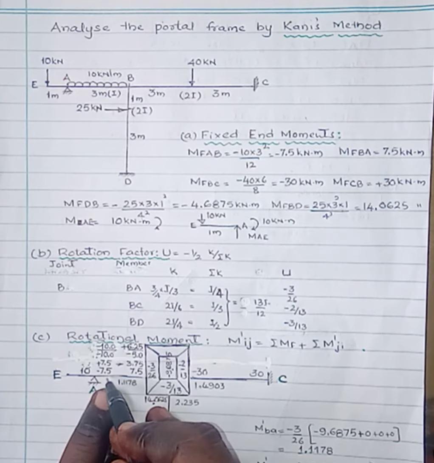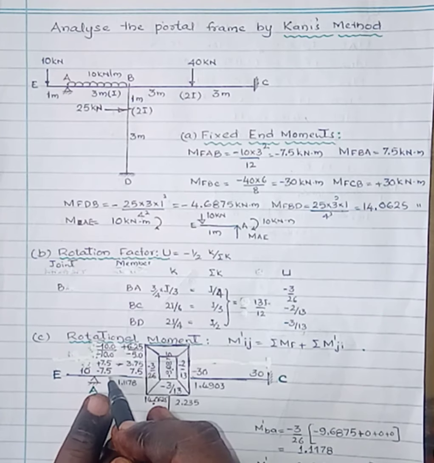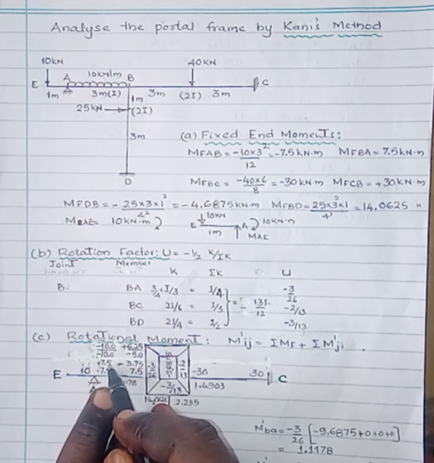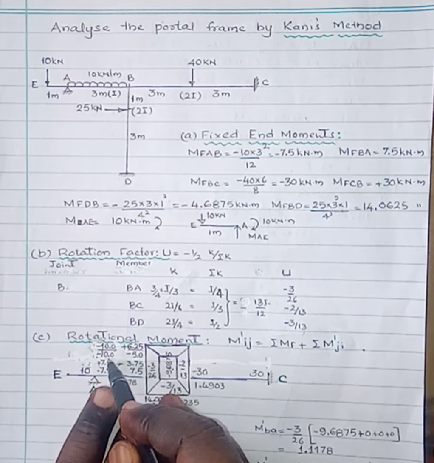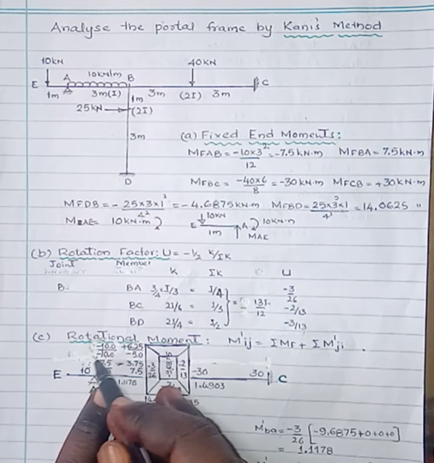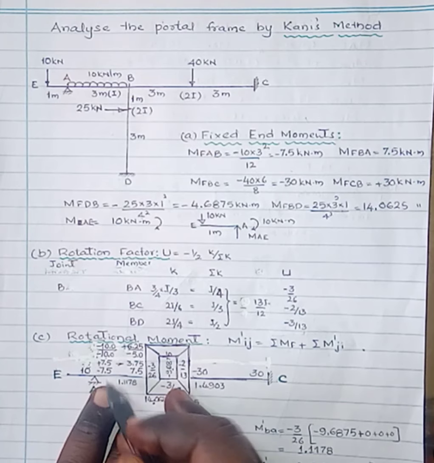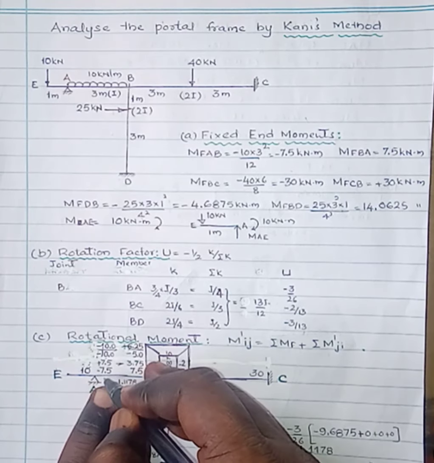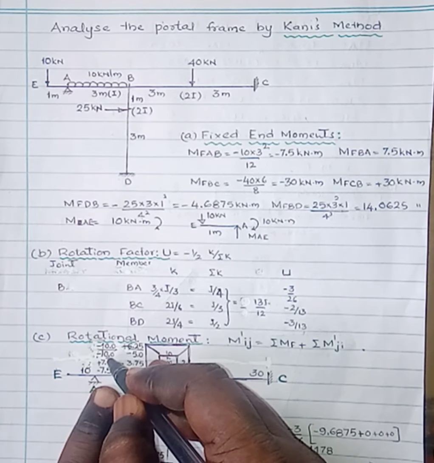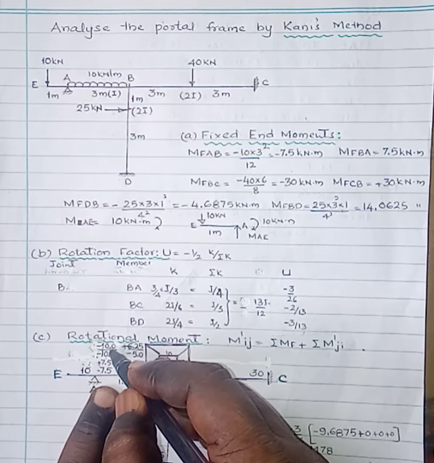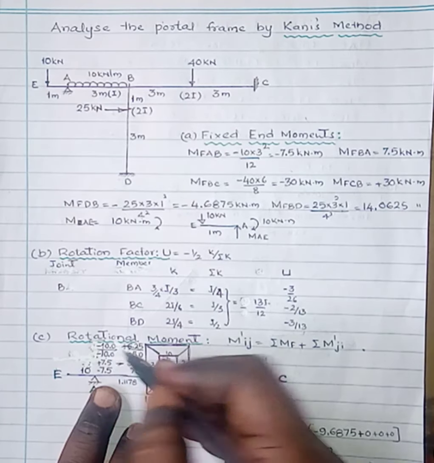Here by considering A as fixed end, we have calculated the fixed end moment, that is minus 7.5. That we have to balance by adding plus 7.5. Here this one gets cancelled. Again there is a moment of 10 kilonewton meter, that we have to balance by adding minus 10 kilonewton meter. Now the moments at the joint A are balanced. Adding all these moments, minus 7.5 plus 7.5 gets cancelled, minus 10. The net fixed end moment is minus 10 kilonewton meter.